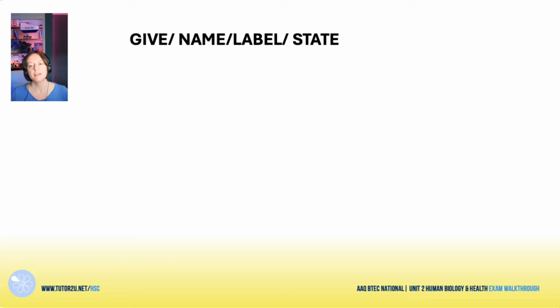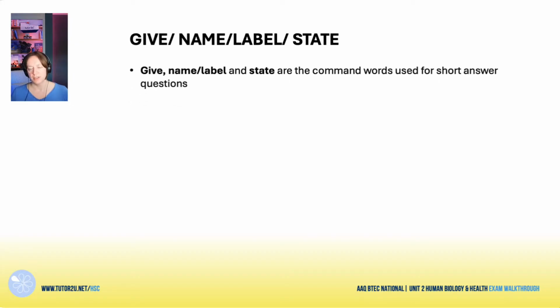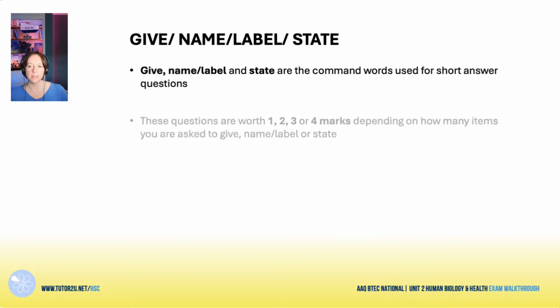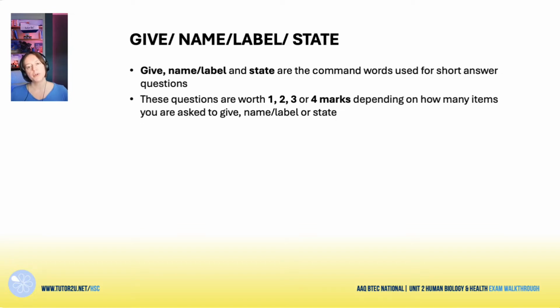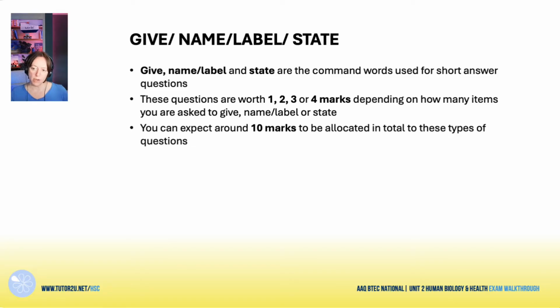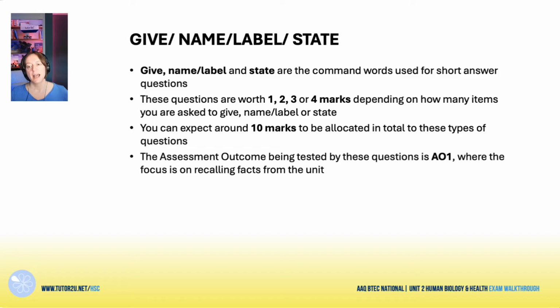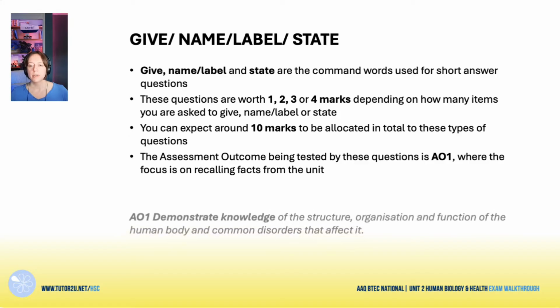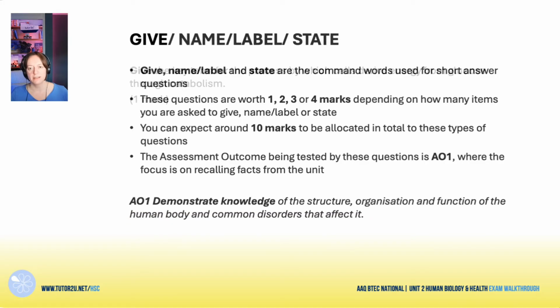Next, let's have a look at give, name, label and state. So these are those short answer questions. So you're writing 1 or 2 words, maybe a brief sentence as your response. These will be worth 1, 2, 3 or possibly 4 marks, depending on how many items you're asked to give, name or label or state. You can expect around 10 marks on the paper in total to be given over to these types of questions. And the assessment outcome again is AO1, so it's about recalling facts. So it's about demonstrating your knowledge of the unit.